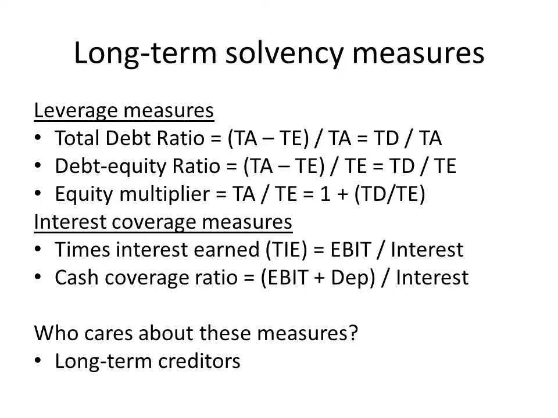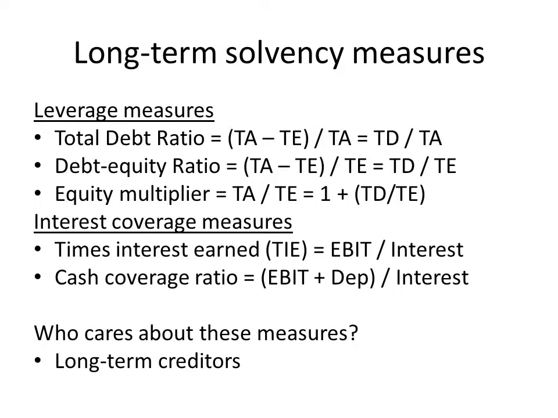As a lender to a company, which would I rather see? A higher times interest earned or a lower times interest earned? Well, higher, of course. Would you rather loan $10,000 to a person that made $10,000 per year or one that made $100,000 per year? The second individual would have a much higher times interest earned and would be a much better credit risk.